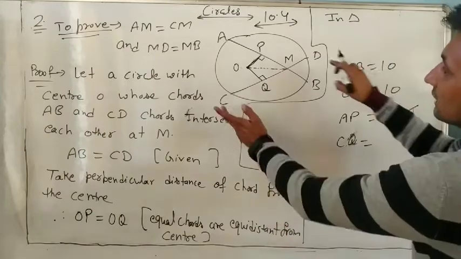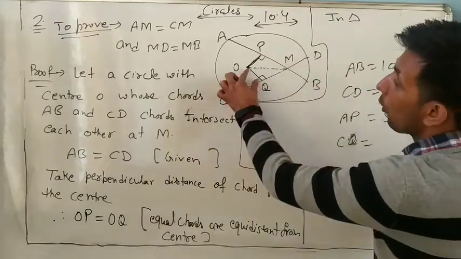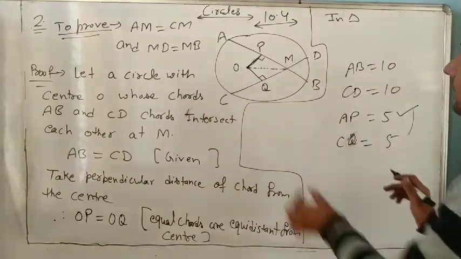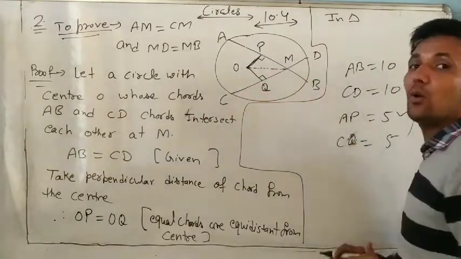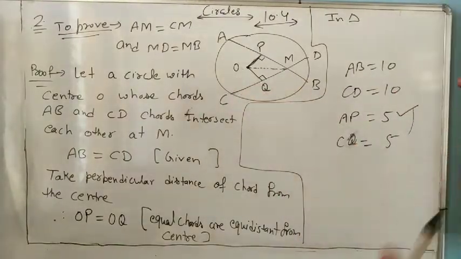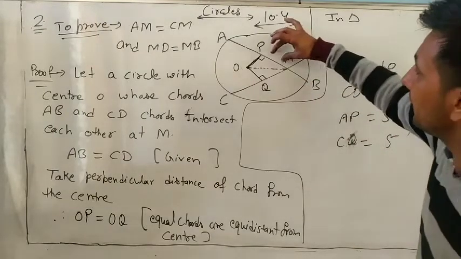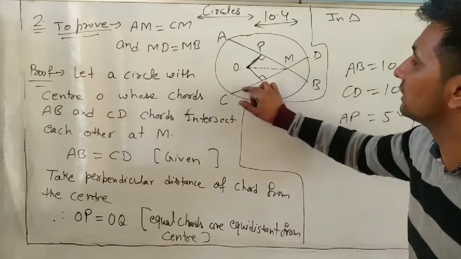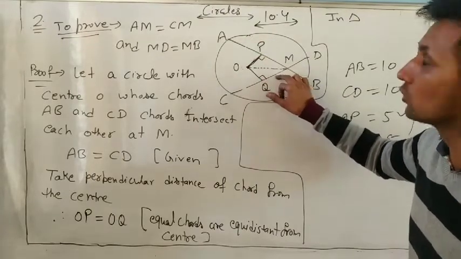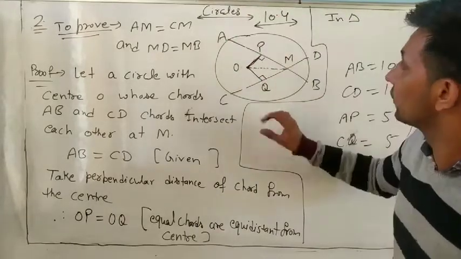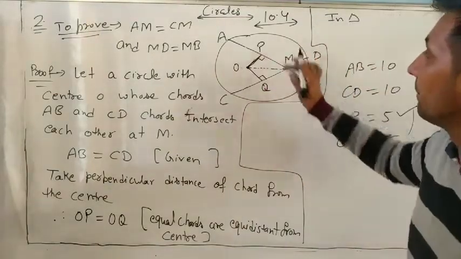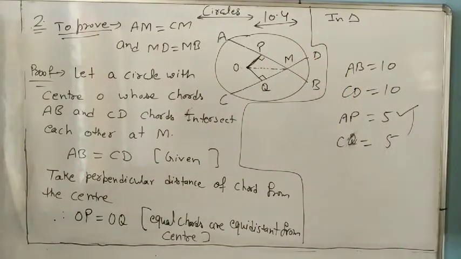CQ is also, CD is 10 and OQ is perpendicular. It always bisects, so CQ is also 5. It means AP and CQ are already equal. If anyhow we prove that PM and QM are equal, we can say that it is 5, and they are also equal. So it means AM equals CM, we can say that. So only PM equal to QM remains.